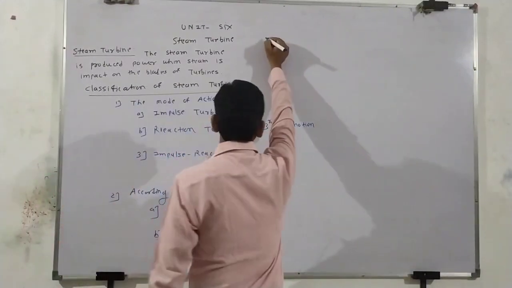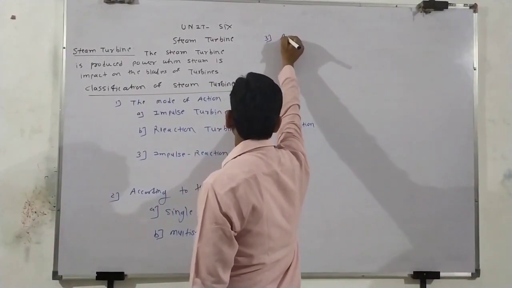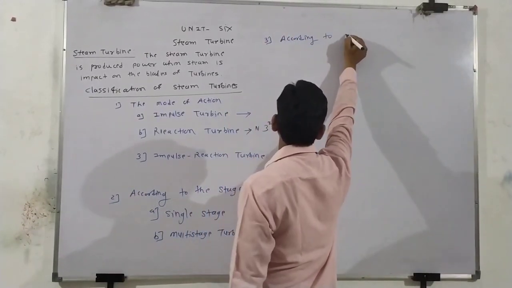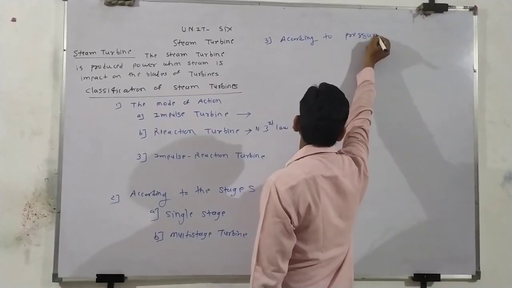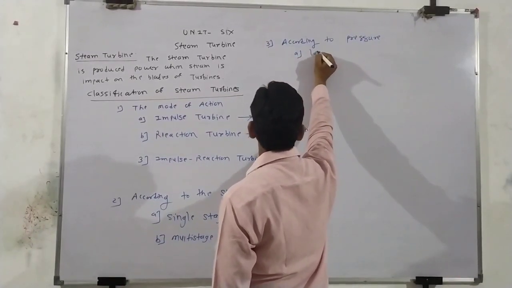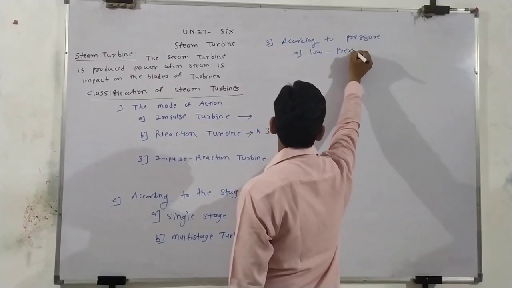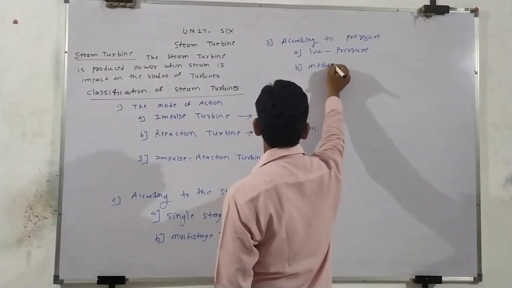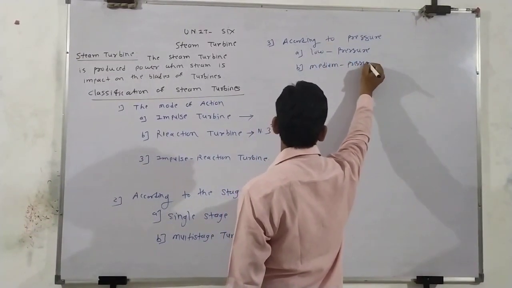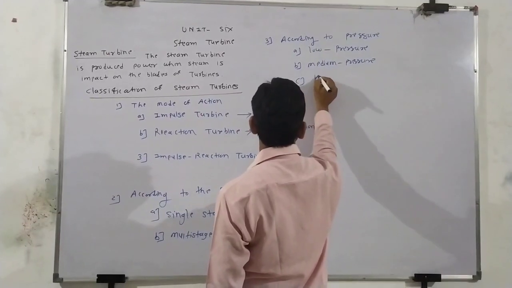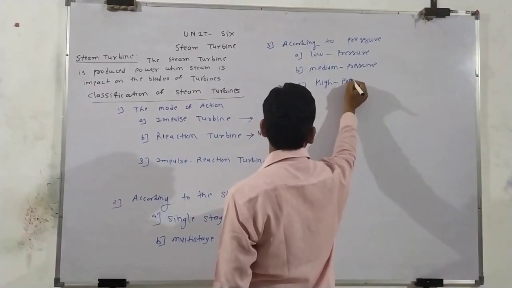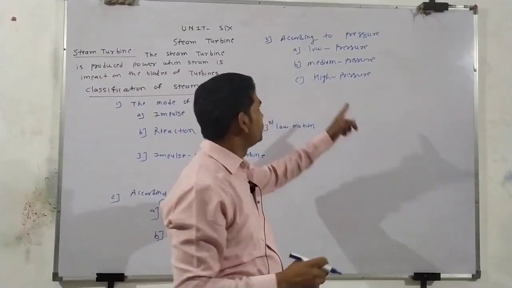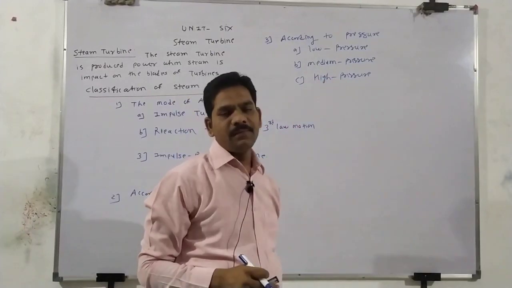Then the third one is according to pressure. Very easy: low pressure turbines, then medium pressure, then high pressure. So these are the classifications according to the pressure: low pressure, medium pressure and high pressure turbines.